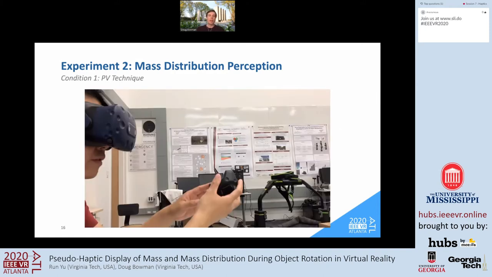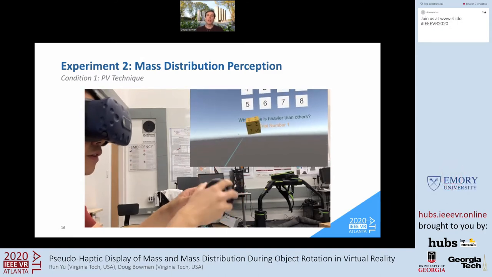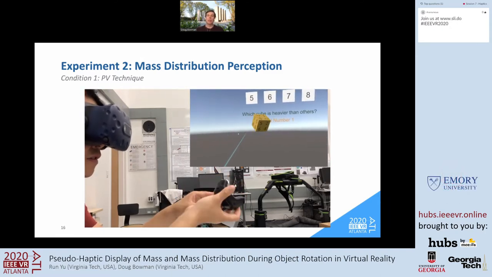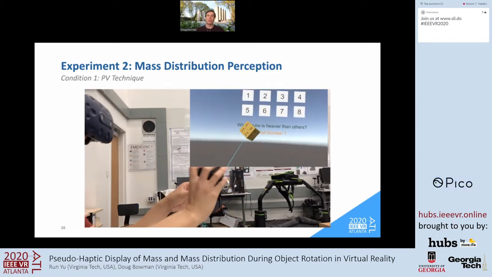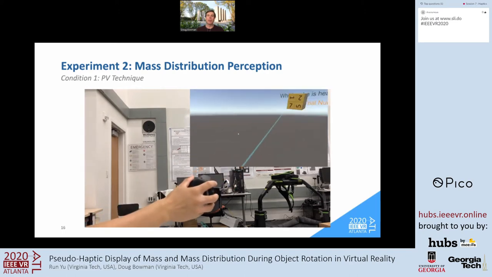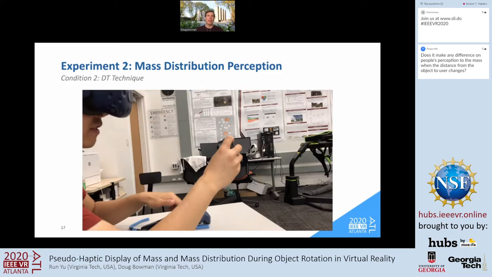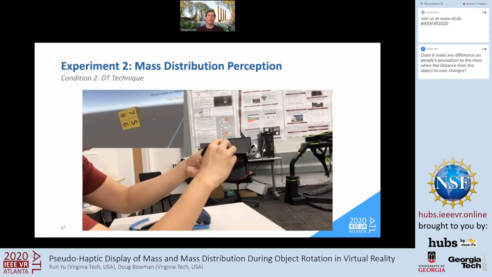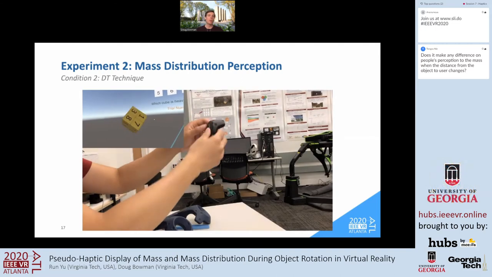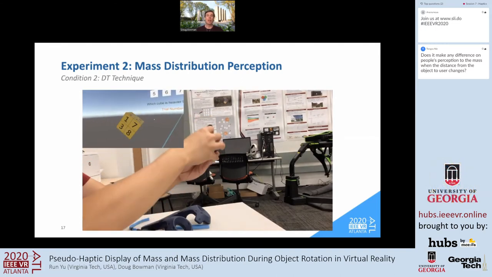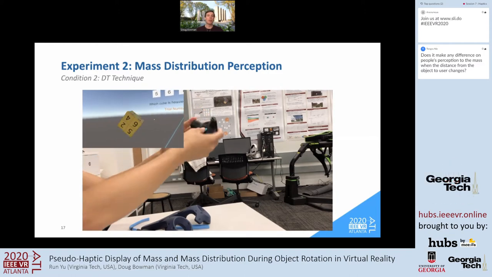So here's what that looked like with the pivot point technique. As you're rotating the virtual object, you can rotate it as much as you want. And when you perceive which cube you believe is the heavier subcube, you select it with the Vive controller. And then here's what that looks like with the dynamic torque technique. In both of these techniques, we encourage people to rest their elbows on the table and to explore rotation of the proxy with two hands.